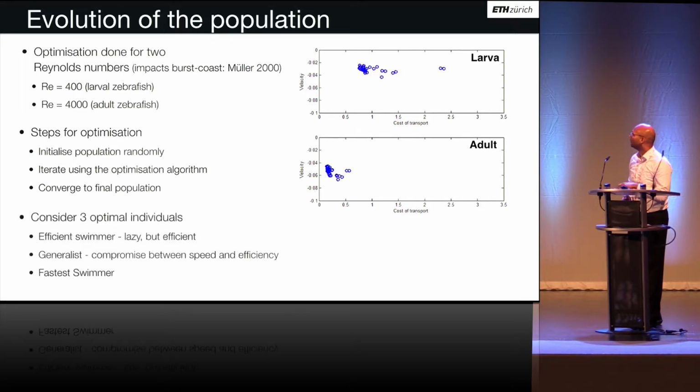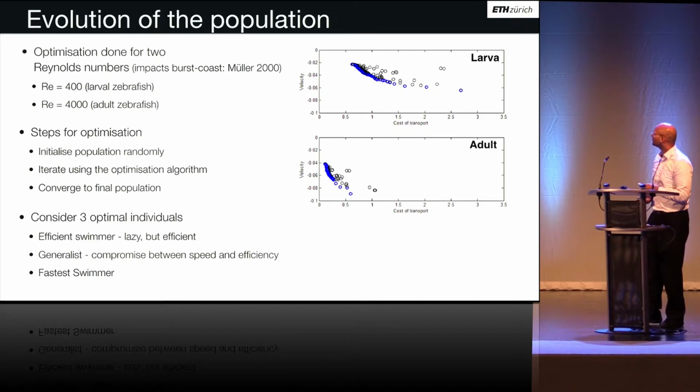And once we converge to a final population, we can pick 3 different individuals, 2 on either extreme. So one over here, one over here. So let's see, that's the fastest one. Okay, now that's the fastest one. We can look at that guy. And we will also look at the most efficient swimmer. And then we'll pick someone in the middle to see what a nice combination looks like.